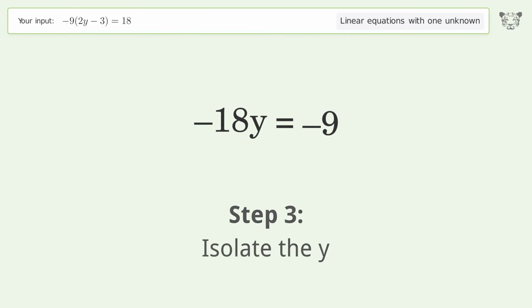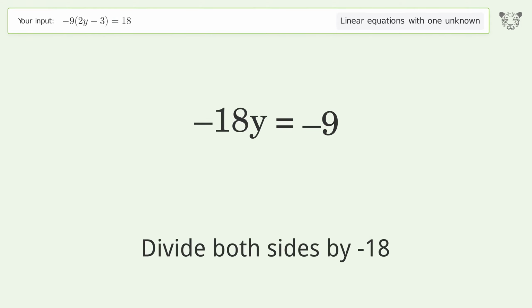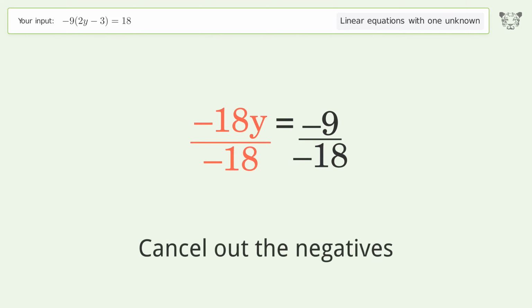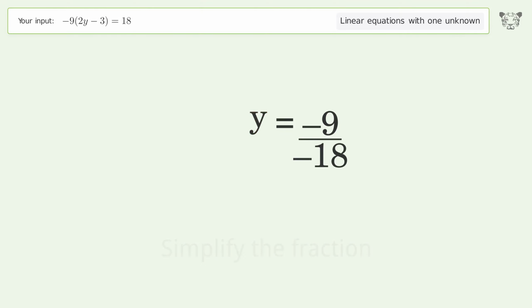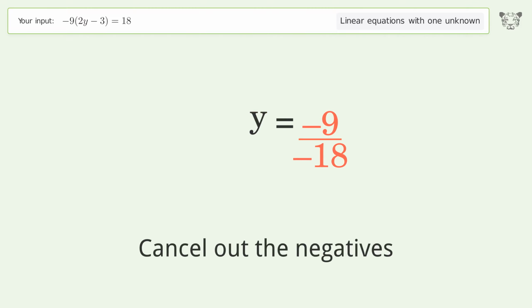Isolate the y. Divide both sides by -18. Cancel out the negatives. Simplify the fraction. Cancel out the negatives.